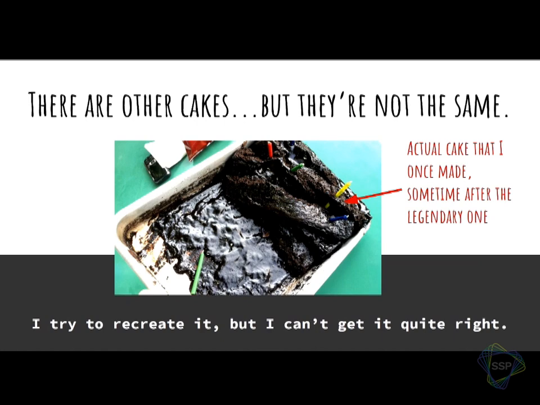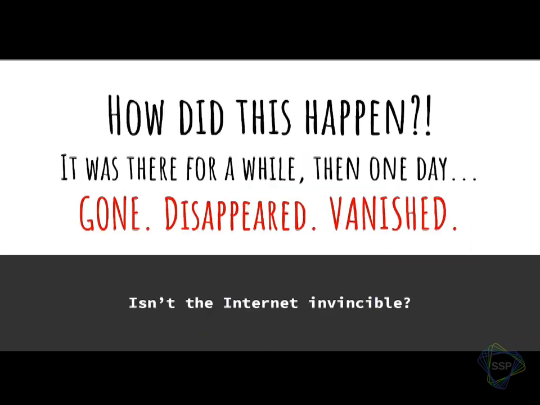I've made some other cakes since then, like this really disappointing creation that I made for another friend's birthday, but that's not legendary in the way that I wanted it to be. So I'm trying to recreate it, but I just can't without that specific recipe. How did this happen? It was there for a long time, and then one day the recipe was just gone, disappeared. Isn't the internet invincible? But of course we know that it's not.